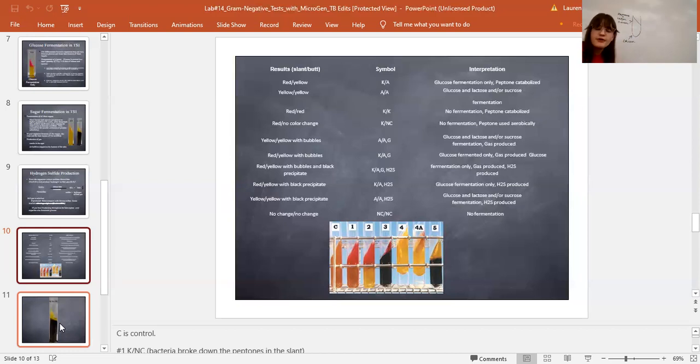In terms of how to notate this, you're going to use the slant/butt formula, and butt is spelled with two T's. Then you'll put either plus G for gas if you saw cracks or distension, or H2S if you see that black. Remember, H2S is technically a gas, but if you saw cracks and distension, you would put plus G as well.